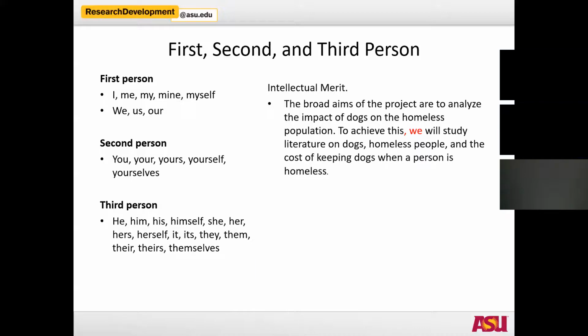So here we go. This is a review. First person: I, me, mine, myself, we, us, our. Second person: you, your, yours, yourself, yourselves. Third person: he, him, all that stuff. Okay? They is now common.